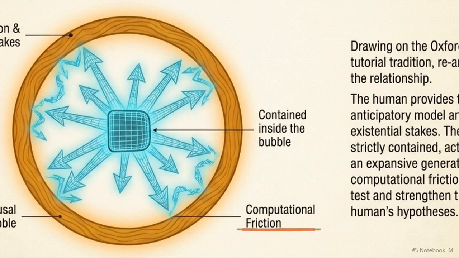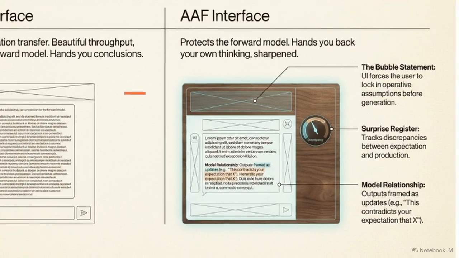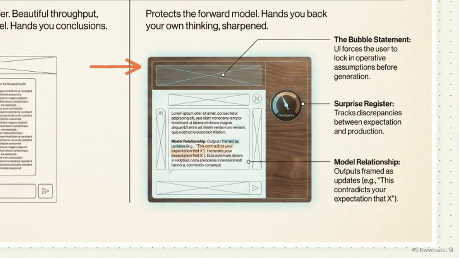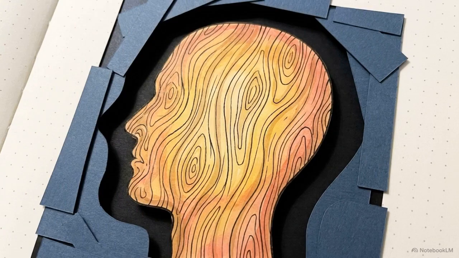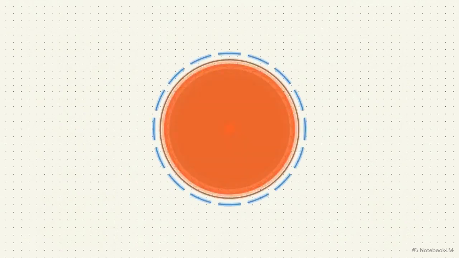Our tools must reflect this structural shift. Looking at this redesigned interface dashboard, you can see new mechanisms in place. The user locks in assumptions using a bubble statement, while a surprise register tracks discrepancies between expected and machine-produced outputs. By forcing the system to evoke thought rather than provoke a passive reaction, we actively strengthen our own hypotheses. We use the machine to make the human smarter.